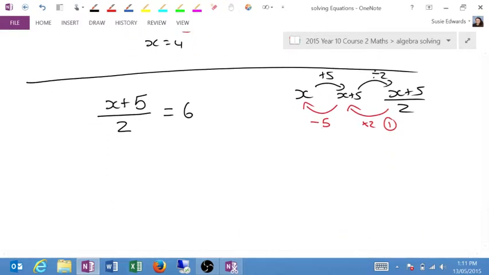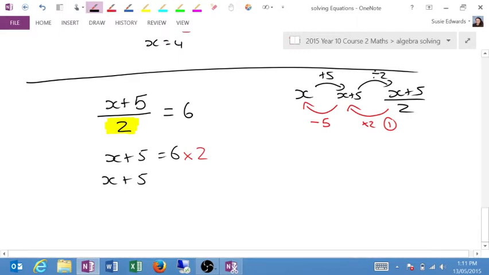So we look at this, first thing we're going to do is get rid of the 2. What's left there? x plus 5 equals 6. And then we have to put the 2 back in. So divide by 2 changes to times by 2. And so we end up with x plus 5 equals 12. We're then going to get rid of the plus 5, and change it to a minus 5. So we write what's left. Then we put it back in with the opposite sign. And we find out that x equals 7.